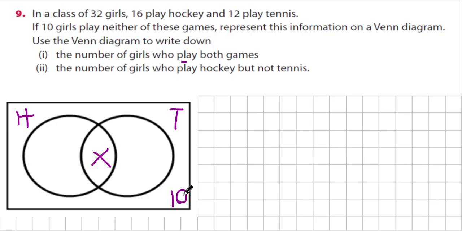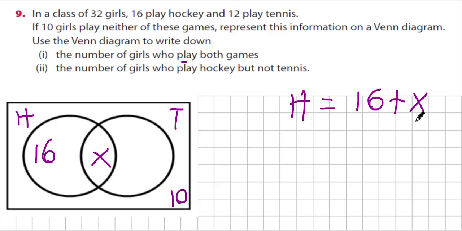Yeah. Great. Now, what happens if I put 16 in here? Is that a good thing or a bad thing? People are saying it's a bad thing. Why is it a bad thing? Hockey would then be 16 plus X. Hockey is meant to be 16 in total. It's too large. So what do I need to do to counteract that? Because when you add 16 minus X to X, you get 16.